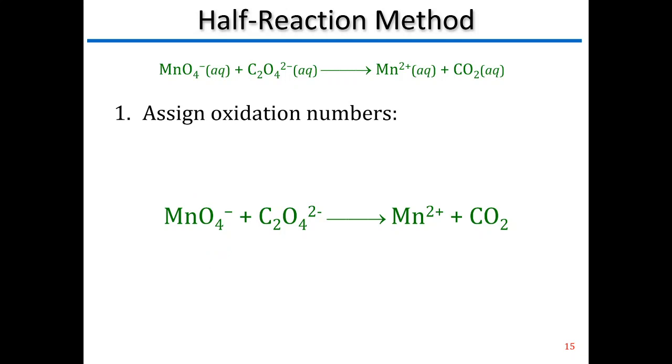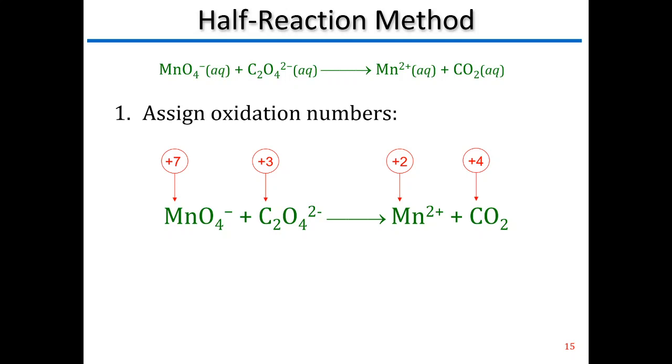I'm just walking through this as an example, so I'm going to expedite the process a little bit here. So here we have manganese going from +7. We have carbon as a +3. Then we have manganese going to a +2. We have carbon going to a +4.